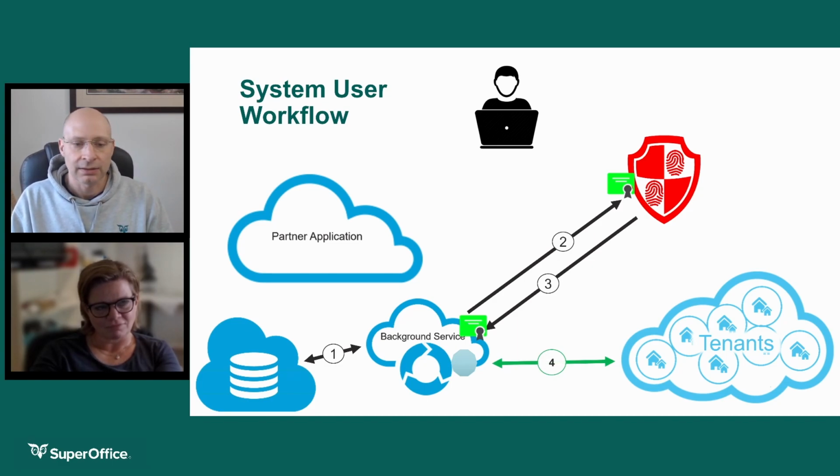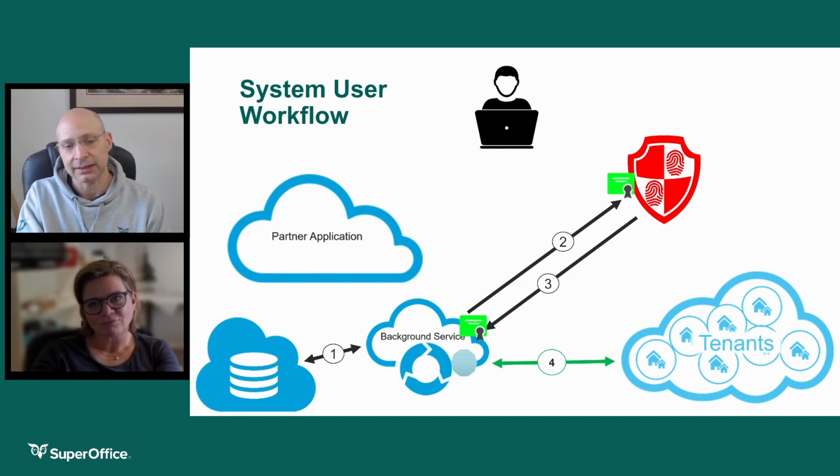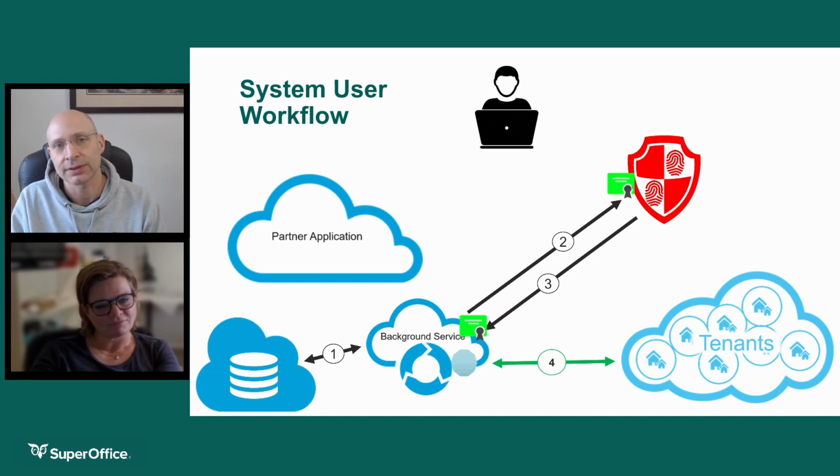And then this just continues for as long as the background service is running. That system user token is good for the lifetime of the application, but the ticket that is being used between the background service and the tenant's web services is only good for a maximum of 6 hours. So you need to redo this flow over and over again about every 5 hours or so, depending on how often your application requires calling the tenant's web services.